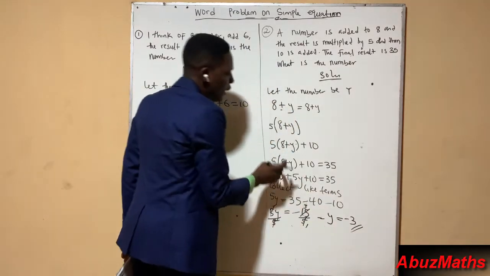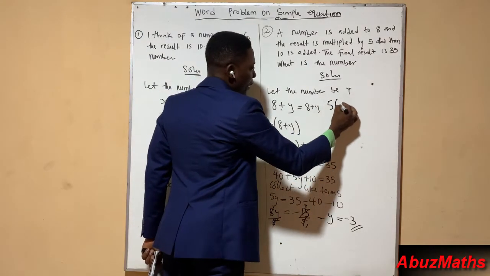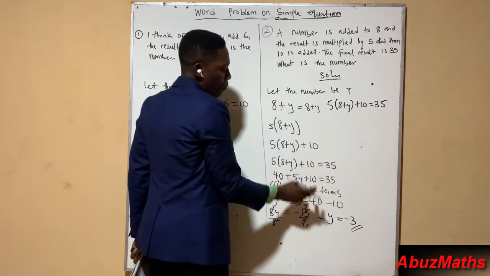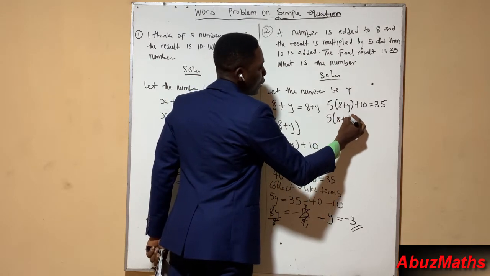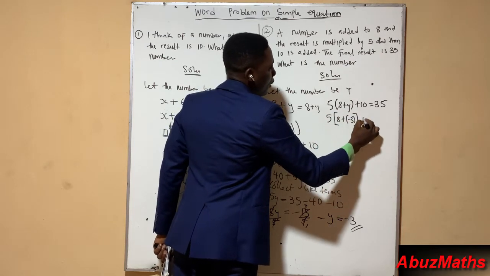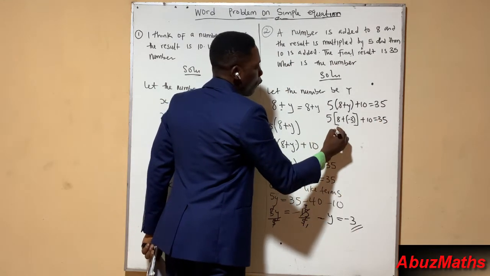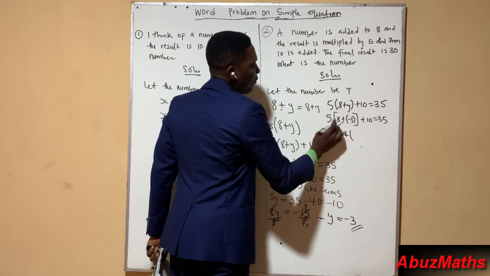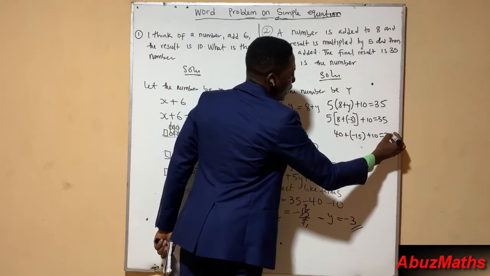Let's plug in minus 3 to this part of the equation. So we have 5 into bracket 8 plus y, plus 10 equal to 35. Now let's plug minus 3 into y. So we have 5 into bracket 8 plus, let me use a different bracket now, minus 3, plus 10 is equal to 35. Now let me open this bracket. This bracket becomes 40, plus 5 times minus 3 gives minus 15, plus 10 equal to 35.